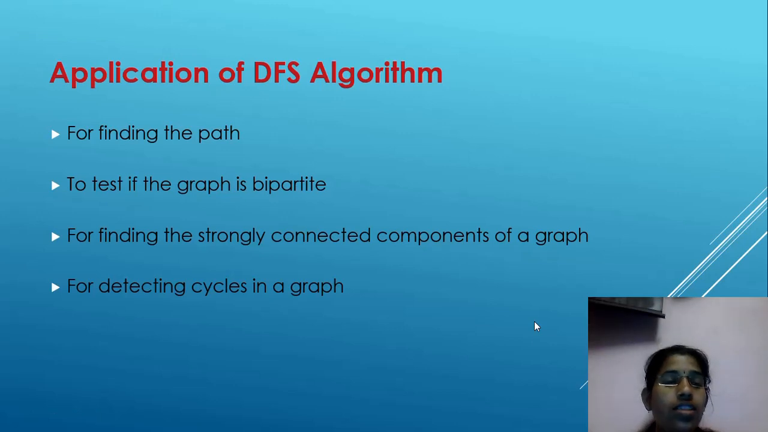The final slide represents the applications of the depth first search algorithm. This search algorithm is mainly used to visit all the nodes present in the graph without making a cycle or loop. This is the main application of depth first traversal. It is also used for finding the path between nodes, checking whether the graph is bipartite or not, and finding strongly connected components.